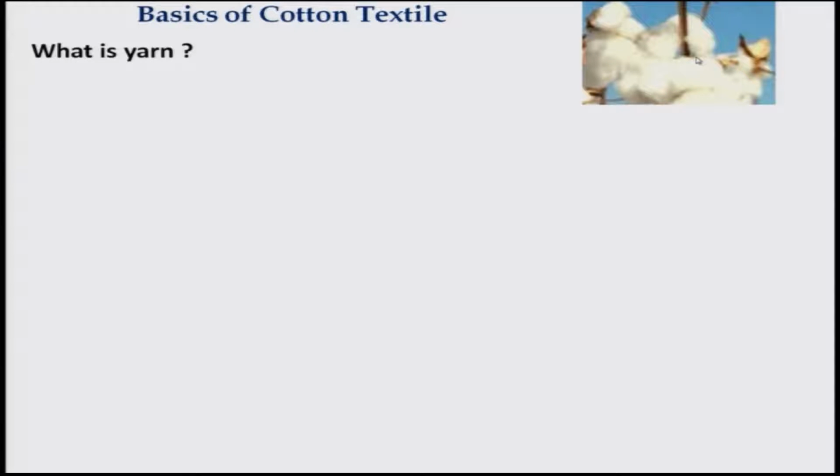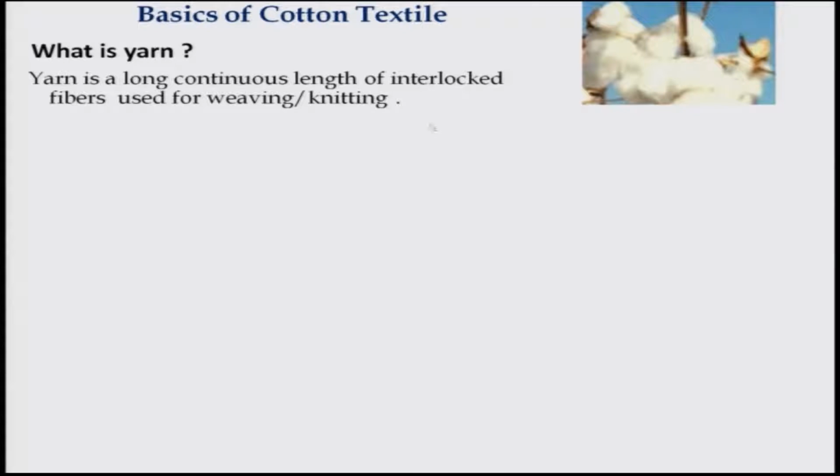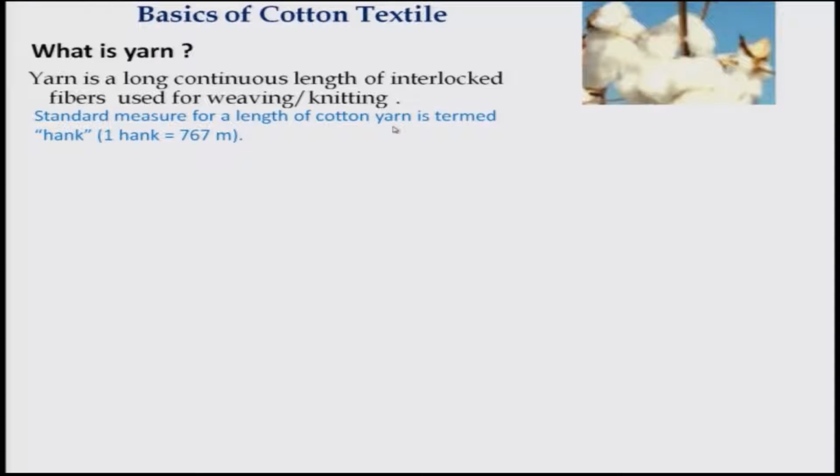The question arises, what do you mean by yarn? Yarn is basically a long continuous length of interlocked fiber used for weaving and knitting. In simple terms you can say it is a thread that you make by twisting it so that it will have more strength. And the standard measure for length of cotton yarn is the hank, and one hank is 767 meters.